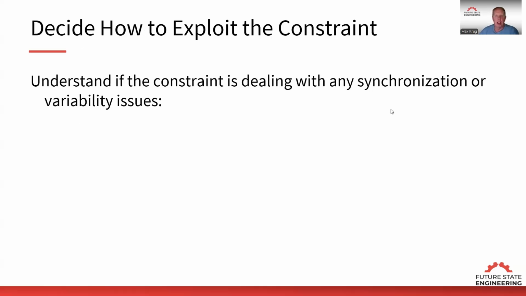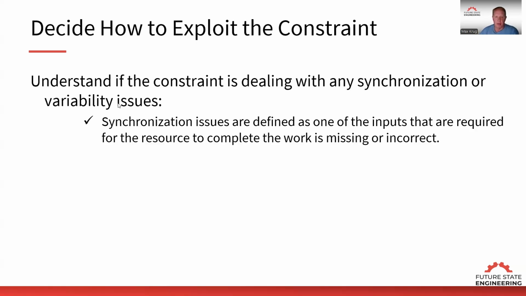So we want to look at, are things in sync? Are they getting things that they need in the sequence that they need them? Do they have everything that they need to do their job? And/or are they dealing with variability issues where the things that they're getting aren't sufficient? So synchronization issues are defined as one of the inputs that are required for the resource to complete the work is missing or incorrect. So I have multiple inputs to do my activity. I'm missing one of those inputs and it stops me from doing the work.